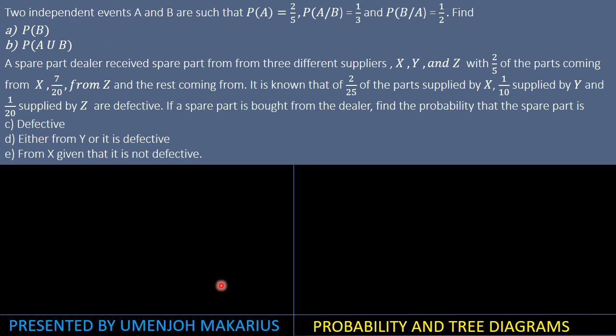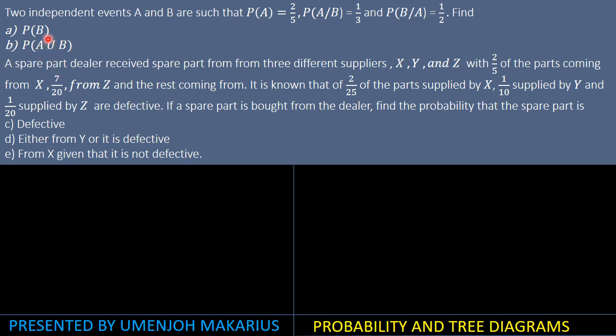Awesome friends, so as you can see, we have the question on screen. The first part says that two independent events A and B are such that the probability of A is 2/5 and the probability of A given B is 1/3. The probability of B given A is 1/2. We should find (a) the probability of B, and (b) the probability of A union B.